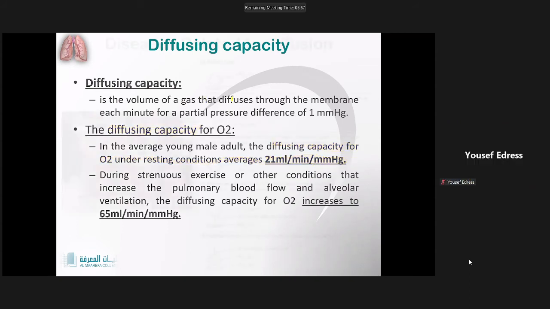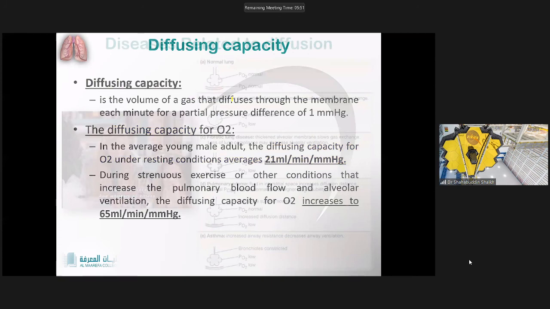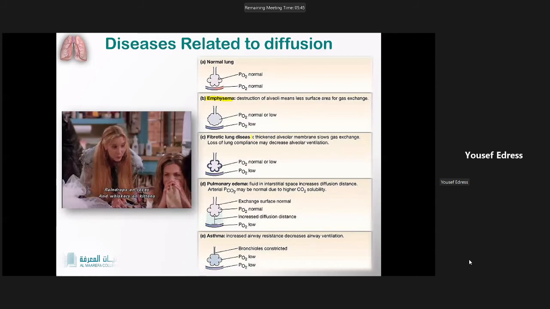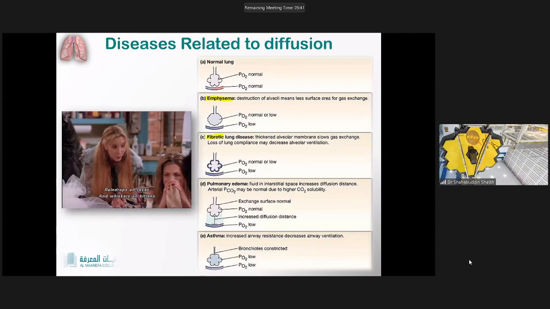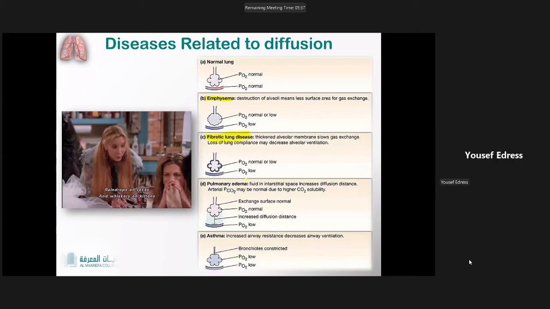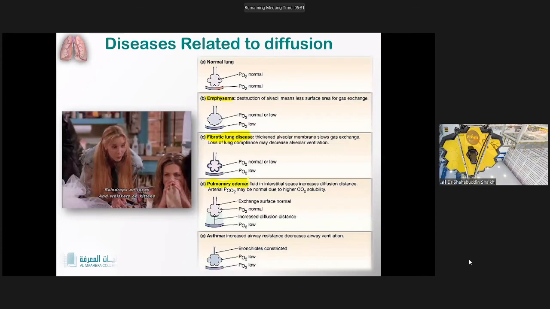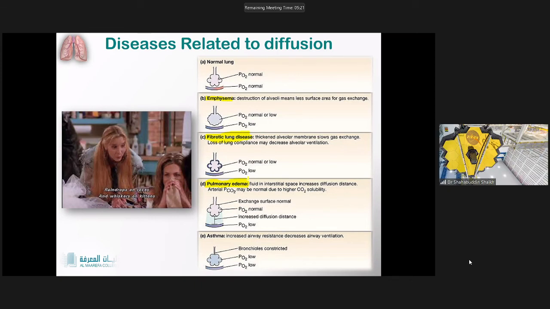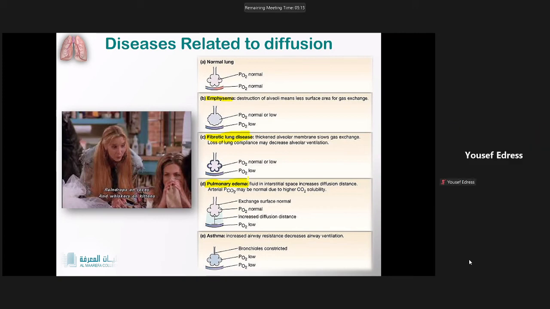Okay. Quickly. What happens in emphysema? Decrease surface area, therefore diffusion decreases. What happens in fibrotic lung diseases? Increase membrane thickness, therefore diffusion decreases. Very good. What happens in pulmonary edema? Increase diffusion distance, that is, membrane thickness increases. Same. Can you remember this? Pulmonary edema also, membrane thickness increases, therefore diffusion decreases. Can you remember this? All of you? Yes.